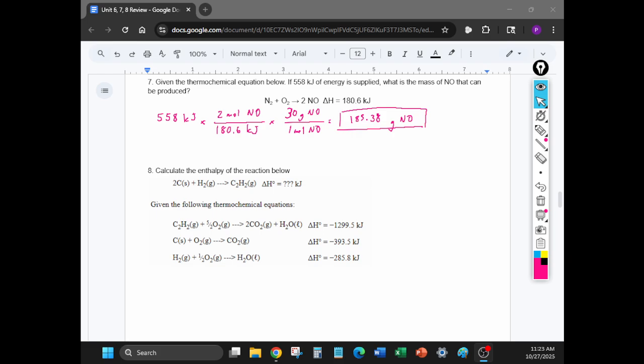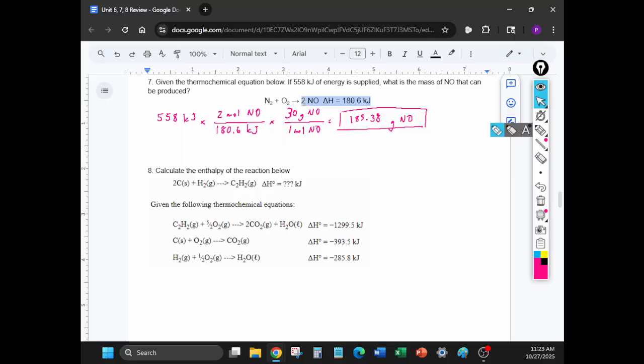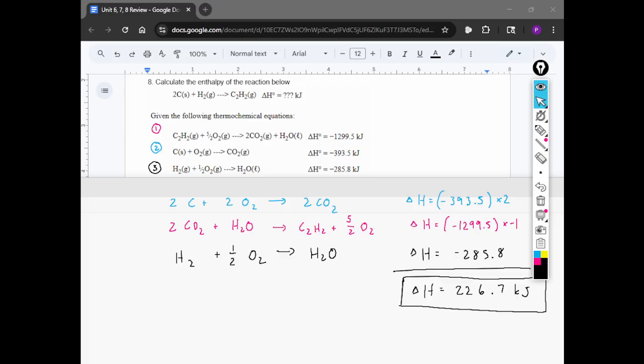All right, guys, I have the answer up there for you. Pretty simple thermochem stoich. You start with 558 kilojoules of energy. You just use the relationship in the equation, 180.6 per 2 moles of NO. Molar mass of NO is 30, and then you just multiply it out, 185.38 grams. All right, guys, let's go over number 8, and then we'll take our break.